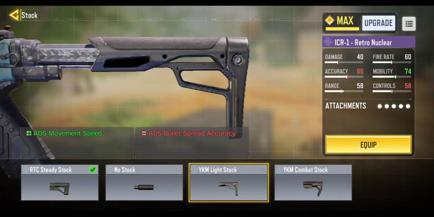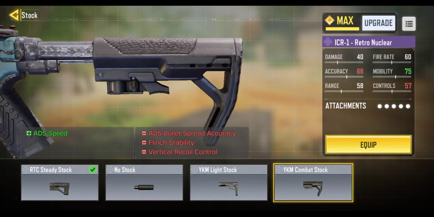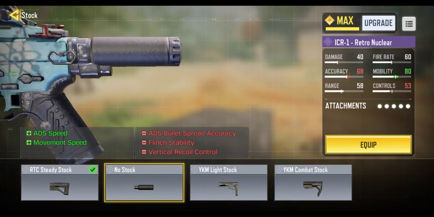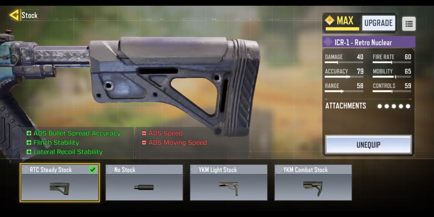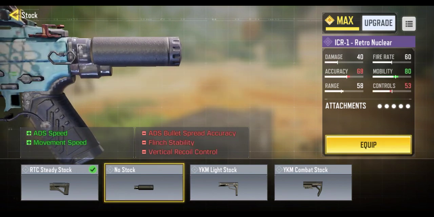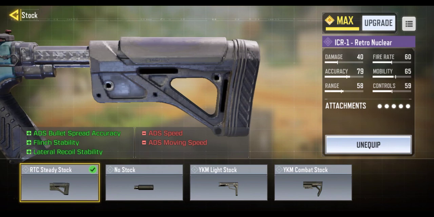See, the bullet spread accuracy difference is three. The best I think is this, because its mobility is higher. Movement speed: if you take this, then you can easily move. But I recommend this one for those people who don't have the accuracy. It will reduce only the movement speed while aiming. You can also choose this, but I prefer this one because ADS speed will increase, but this will increase your accuracy. I don't need so much ADS speed.